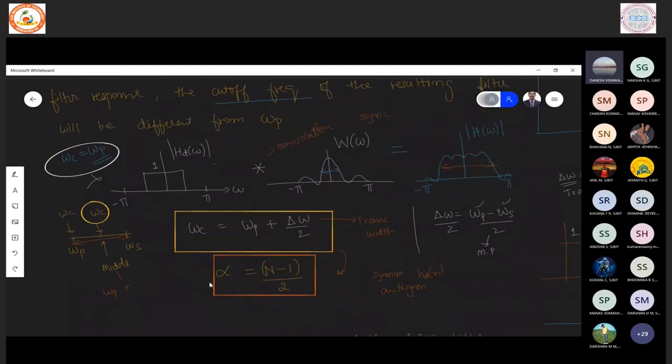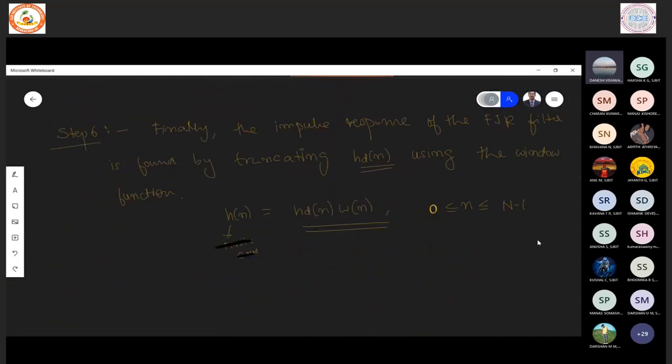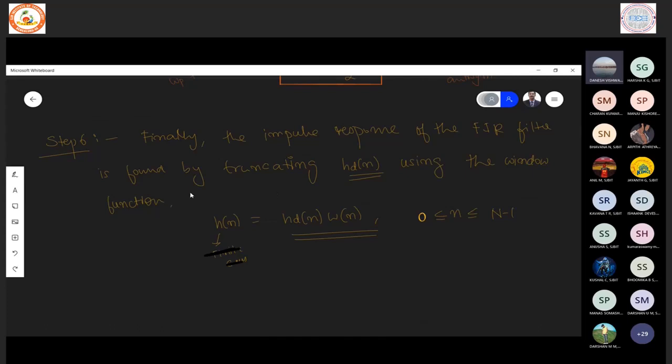And we know that the condition to be satisfied for a symmetric HD of n is that alpha should be equal to n minus 1 by 2. So these two equations we should know and we should apply. Finally, the impulse response of the FIR filter is found by truncating HD of n using the window function. So do it for the ideal first. Then the ideal HD of n we multiply with the finite window W of n, depending on the window function, and that answer is called H of n.